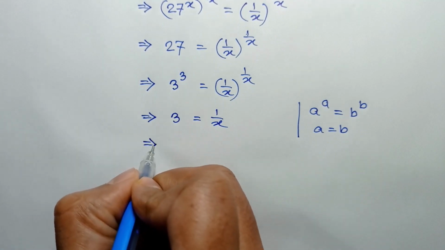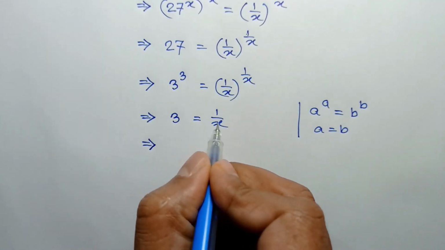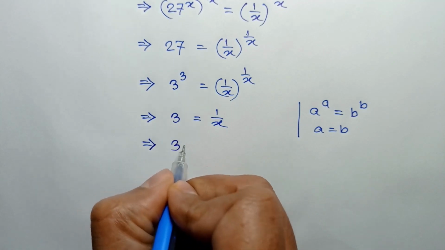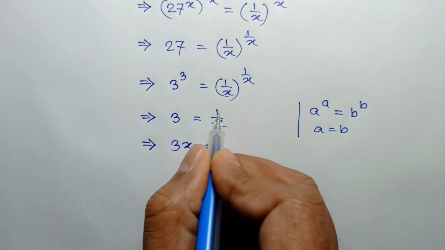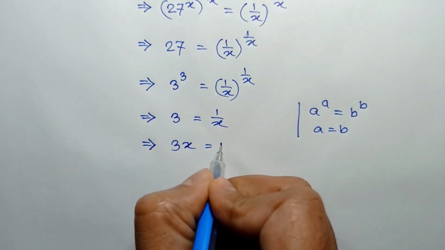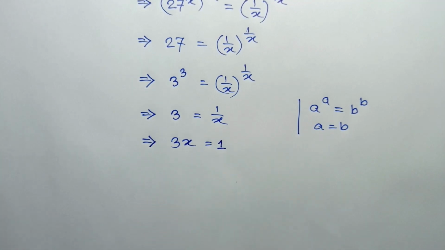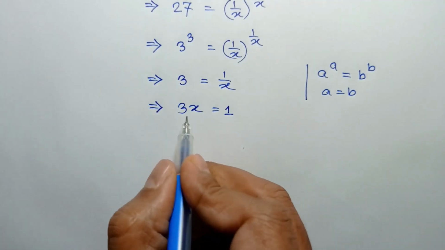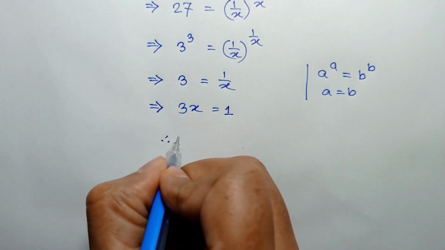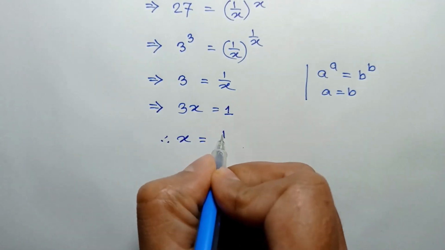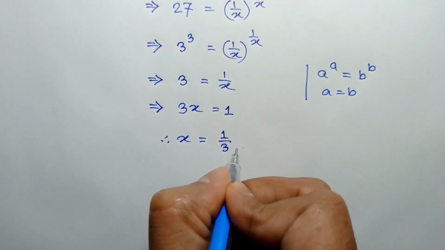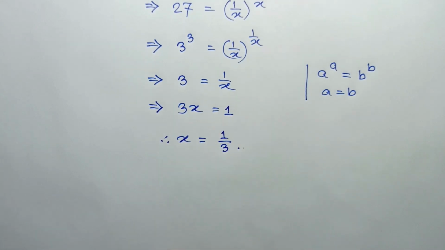Or, multiplying both sides by x, we will have 3 times x is equal to 1 over x times x, which is equal to 1. Now dividing both sides by 3, we will have the value x is equal to 1 over 3. So this is the solution of the given equation.